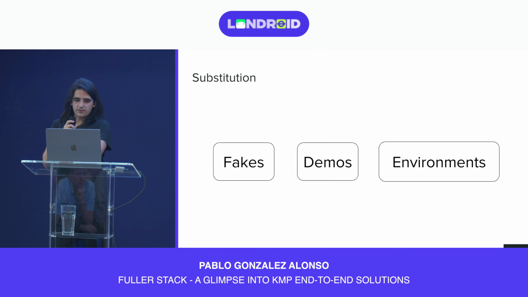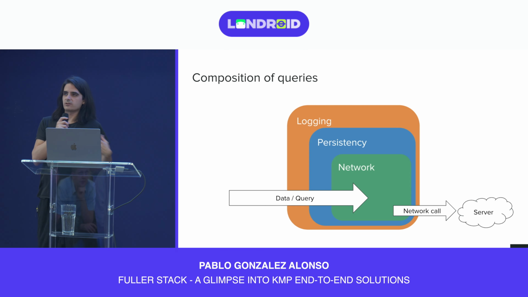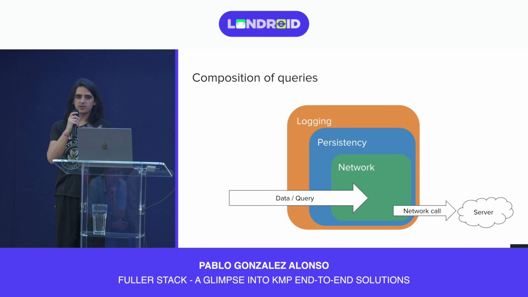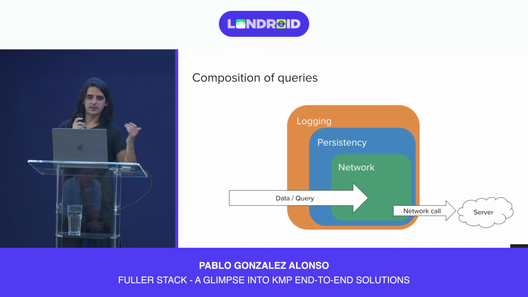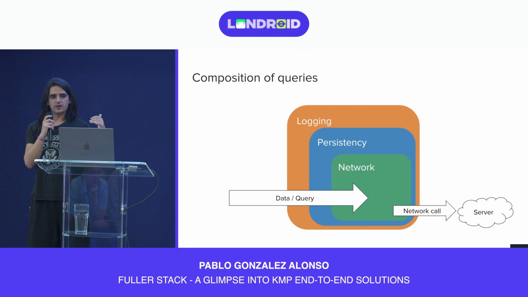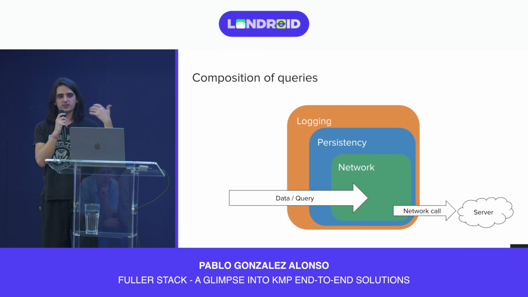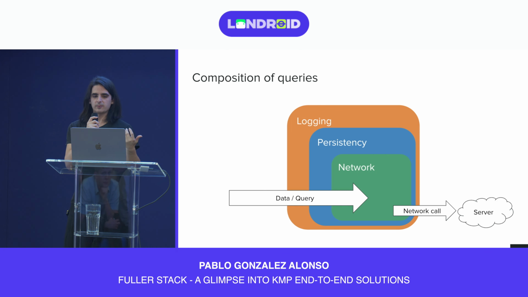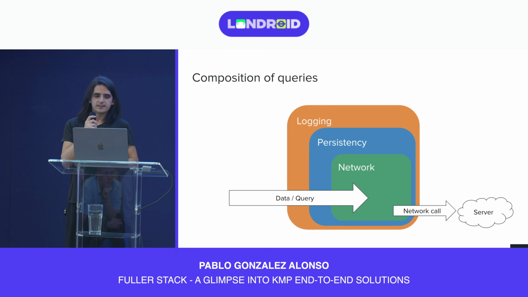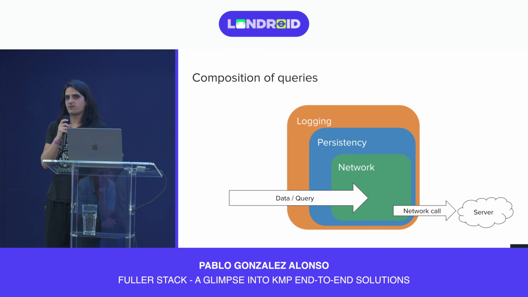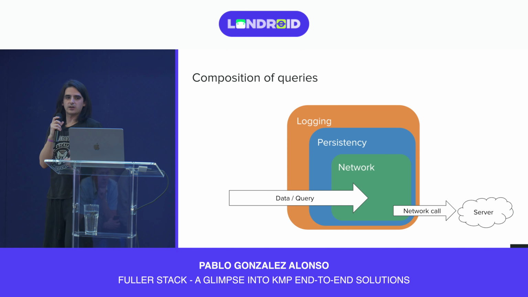And another benefit of this is composition of queries, because you're sending a query object, it's so much easier to layer things. So in this case, for example, we can do composition of a logging implementation of the client, then a persistence layer, and then a network layer. So at each level, you can say, okay, the first one has no side effects, so you're just going to log it. The second one, the persistence layer, is going to go, okay, if I have something, I can return it. If not, I'm going to send it to the next level, and I go to networking.